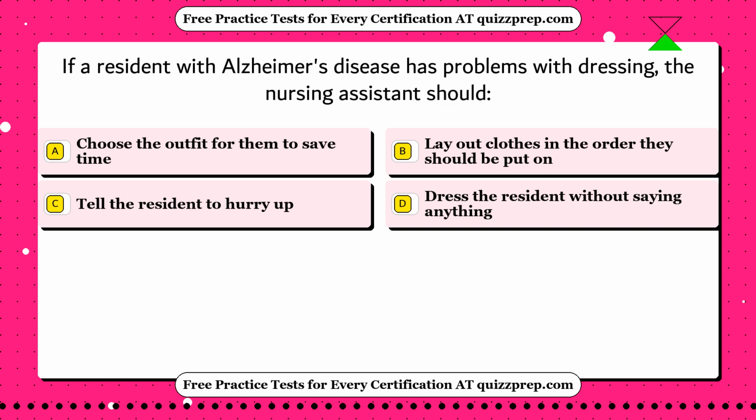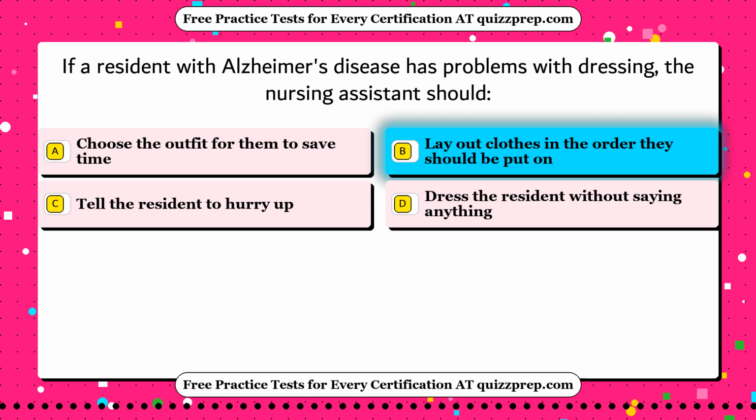Question 73. If a resident with Alzheimer's disease has problems with dressing, the nursing assistant should option A, choose the outfit for them to save time. Option B, lay out clothes in the order they should be put on. Option C, tell the resident to hurry up. Option D, dress the resident without saying anything.